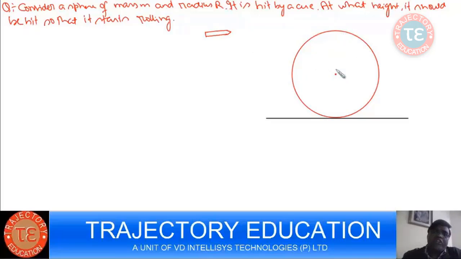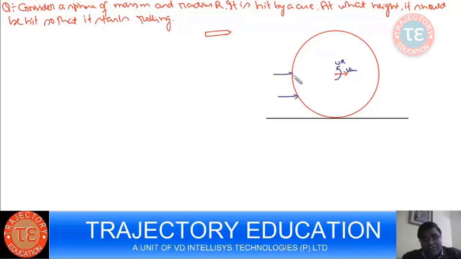Now the question is, at what height must I hit this sphere so that it starts pure rolling? See, if I hit it below, then that's going to produce VCM in this direction and omega in this direction. In that case, at the point of contact, your VCM and omega r are going to add together, and it will lead to heavy slipping over here. So it won't roll. There will be heavy slipping in the forward direction at this point.